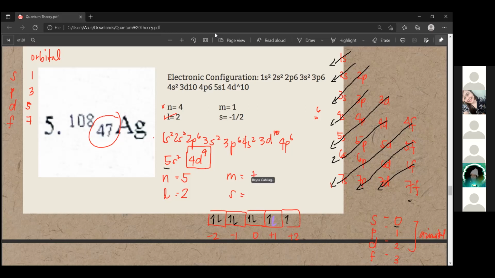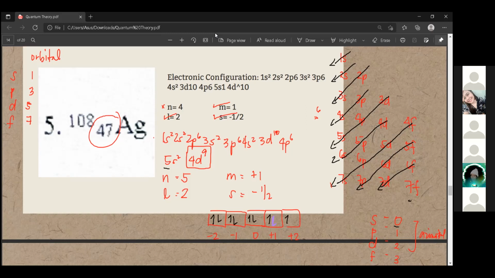So this is positive 1. It is in the positive 1 orbital, and it's going down. So this is negative 1/2. So this is also correct. So these are the answers for the silver.